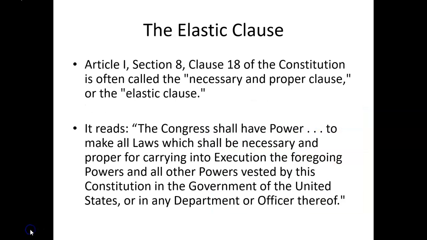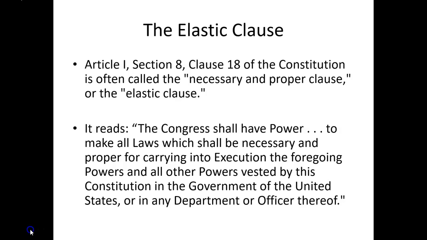Another major expansion of the federal government and federal power comes from the Elastic Clause. Now, the Elastic Clause is also known as the Necessary and Proper Clause. It comes from Article 1, Section 8, Clause 18 of the Constitution. And so the reason it's called the Elastic Clause is because of the flexibility that it gives Congress in being able to implement policies. These implemented policies are often very controversial because states feel that it's overstepping their authority to create those laws.